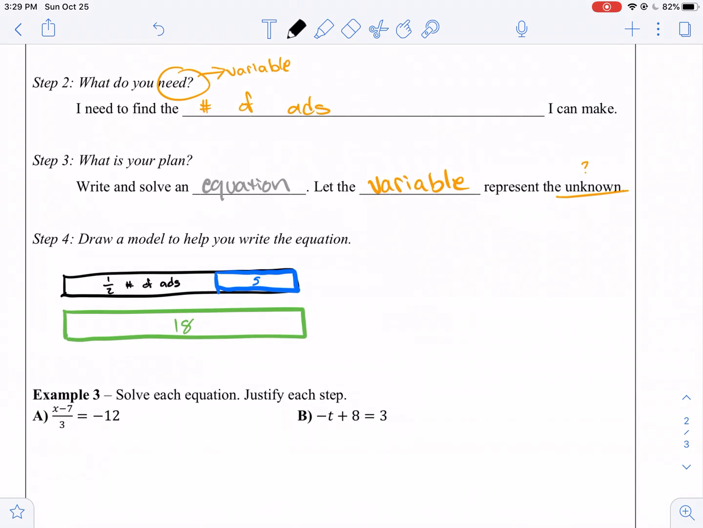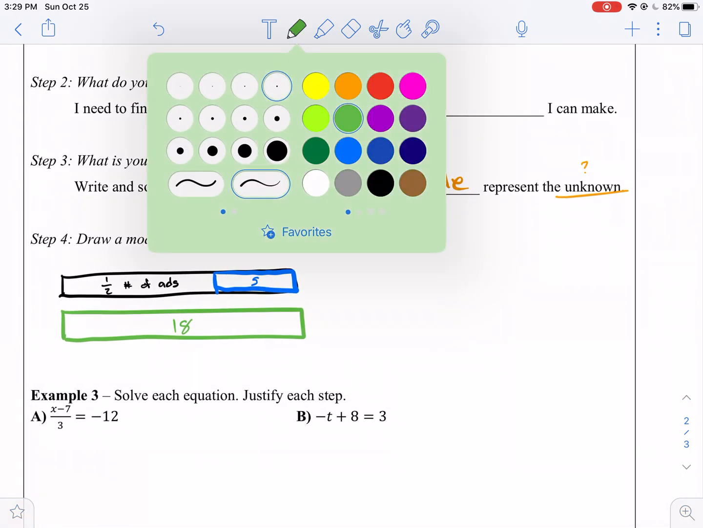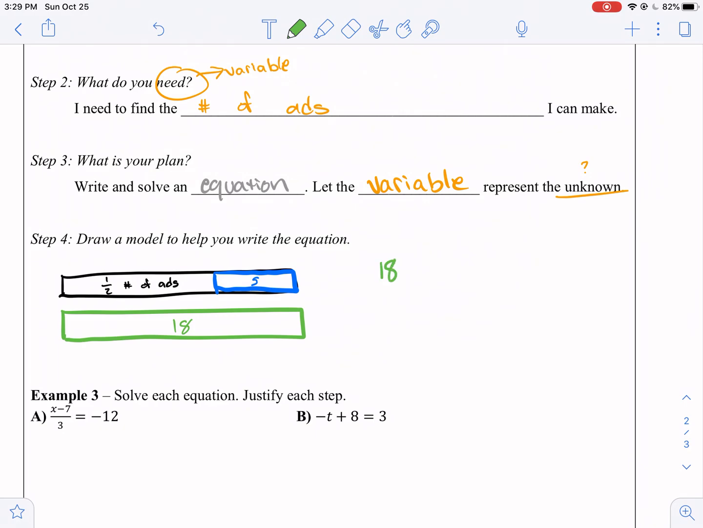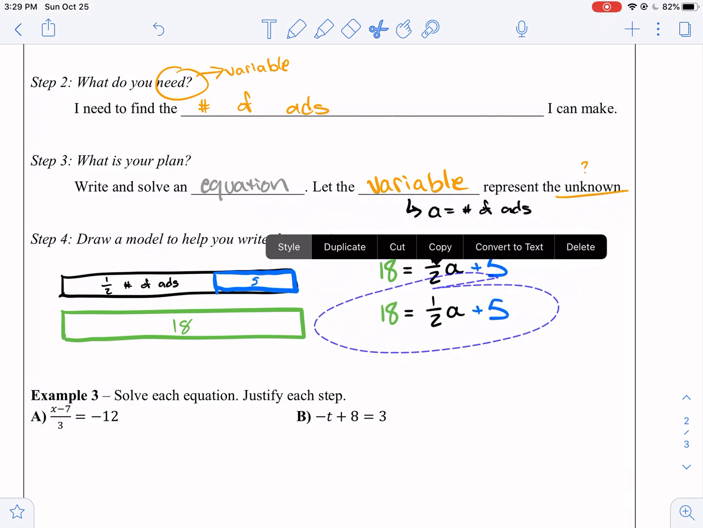Okay. So let's write our equation. We know our total is 18. So we're going to say 18 is equal to 1/2 times the number of ads. So that's our variable. Let's say A equals number of ads, plus 5. So here we go. That's our equation. Now, let's solve it.